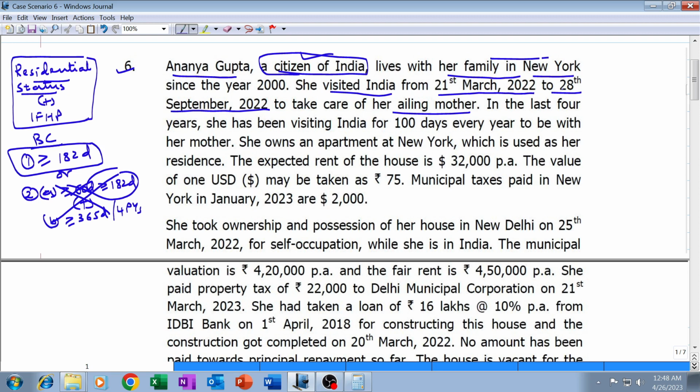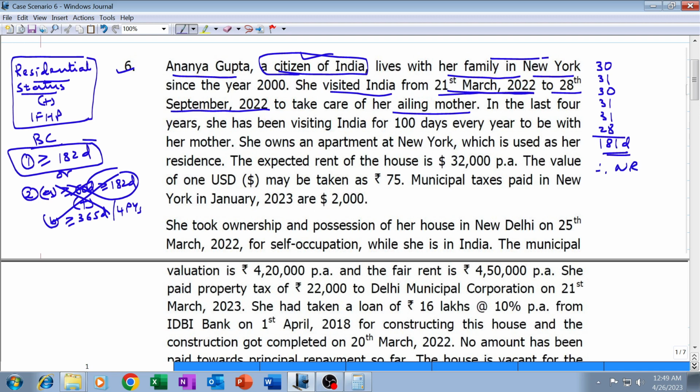How many days was she in India? She came to India on 21st March 22. That means calculation will begin from April. 30 days of April, 31 days of May, 30 days of June, 31 days of July, 31 days of August, and 28 days of September. She is present in India for 181 days. That means she is non-resident. Therefore, she will be non-resident.